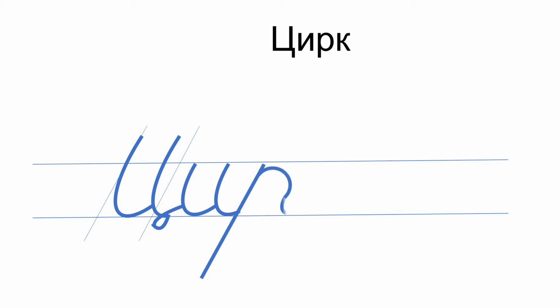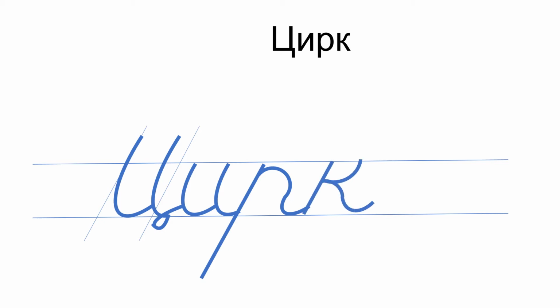I couldn't find any really Russian names starting with Ts, so I just picked a random word, tsirk, Russian tsirk, which means circus. We start with capital Ts, our loop. Now I connect my loop to I, Russian I, two hooks. You remember, very easy to write, and then a vertical stroke for R. I finish it with a curve. So this is Russian R. And then I finish with K.